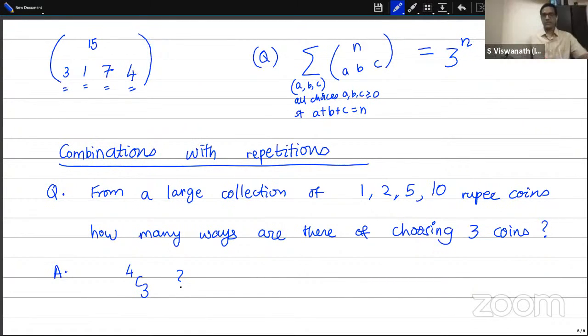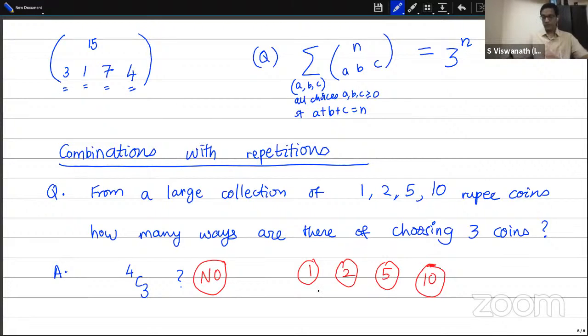That's the very first thing that we have to be aware and alert about. This is not the same problem as the previous one. It's not a combinations problem. See, what would 4 choose 3 be an answer to? Suppose I had exactly one 1 rupee coin. I only have 4 coins with me: just one 1 rupee coin, one 2 rupee coin, one 5 rupee coin, and one 10 rupee coin. 4 distinct objects. Out of these 4, I have to choose 3. Then that's 4 choose 3, 4C3, right?